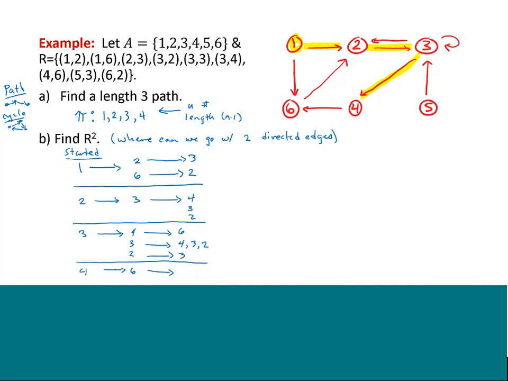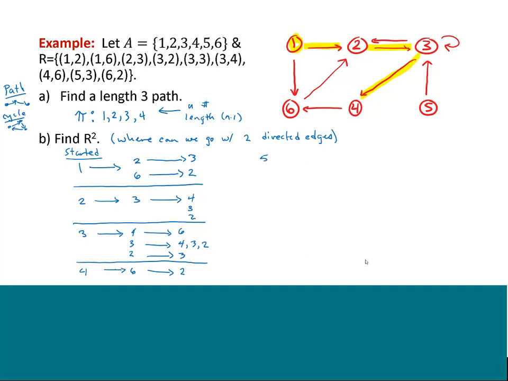There's only one option, you'd have to go to 2. And I on purpose put that one option there, the only length 2 path starting at 4 down at the very bottom of the screen, simply because I want a little bit of space here where we can actually write out what R2 is.